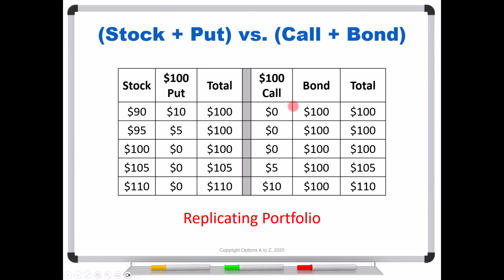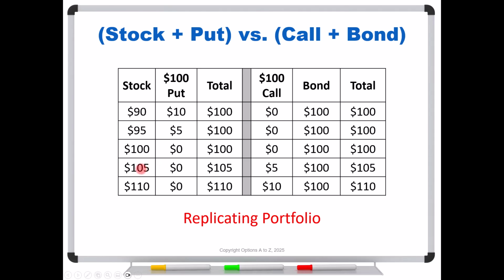So now look at Trader B. Stock is at 90, call goes out worthless, but the bond is worth $100. He preserves most of his cash, so his total value is 100. Stock is 95, same thing happens. Total position is 100. Stock is 100, same thing. Call is worthless, bond is worth 100. The total position is 100.